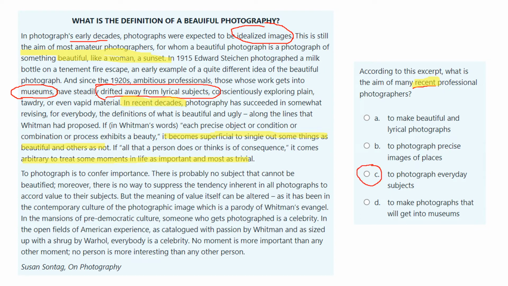So we find the word recent in the passage, recent decades, and then we read through this, and this is saying that there shouldn't be a difference between some things to photograph and some things not to photograph. Everything deserves to be photographed. And if everything deserves to be photographed, then everything means everyday things. Whatever you see around you each day could be the subject of a photograph.